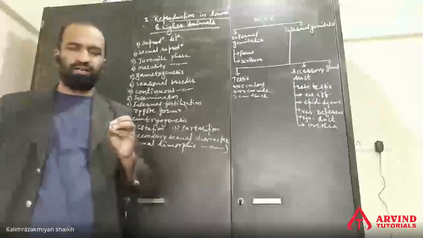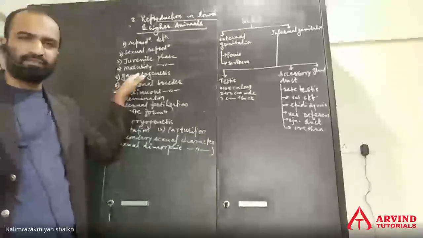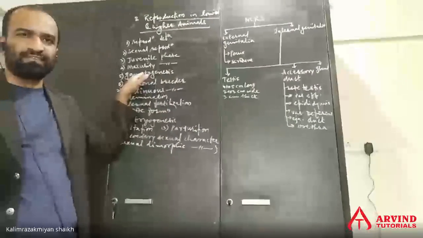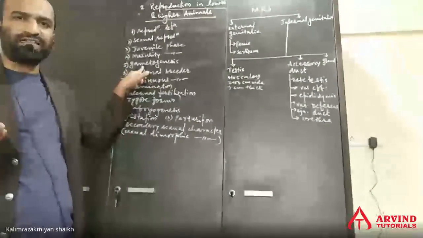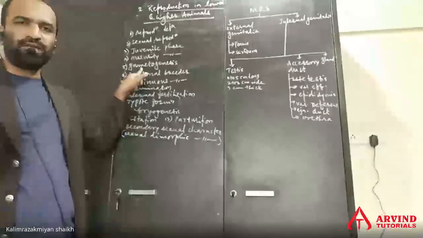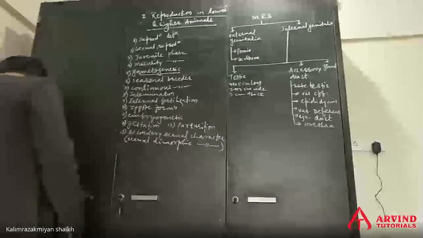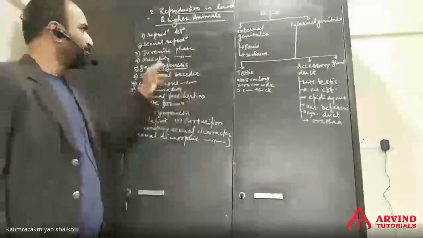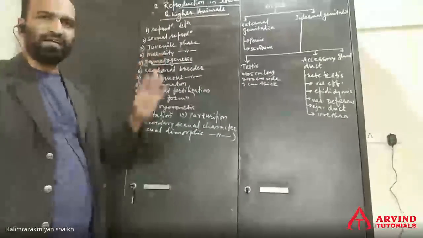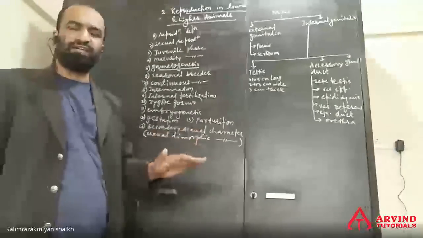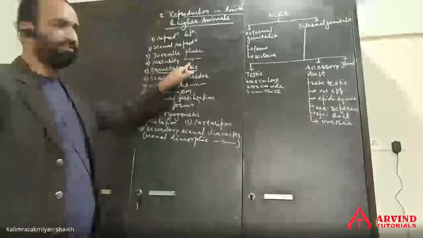After the maturity phase, what happens? In the male, formation of sperm takes place, which is called spermatogenesis. In the female, formation of egg, ovum or ova takes place, which is called oogenesis. Spermatogenesis and oogenesis are collectively called gametogenesis. This gametogenesis takes place in the maturity phase, not in the juvenile phase. Childhood is the juvenile phase, and after childhood, in the adolescent or teen age, the maturity phase starts.